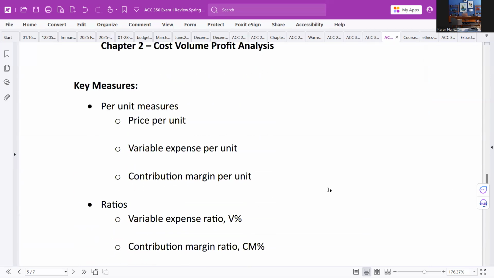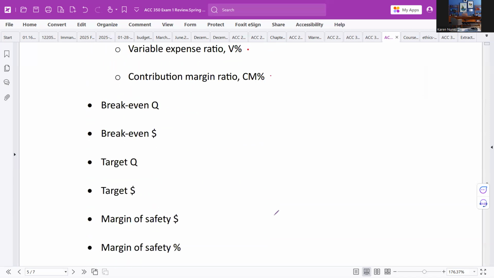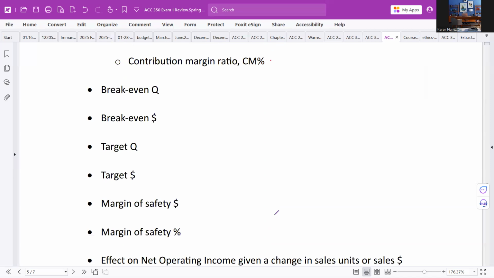Next thing, in chapter 2, we looked at cost volume profit analysis. And there were some key measures that we need to be able to calculate, like the price per unit, variable expense per unit, contribution margin per unit. And then some key ratios, the variable expense ratio and the contribution margin ratio. Now we looked at break-even Q, break-even dollars, target Q, target dollars, margin of safety dollars, margin of safety percentage. Those are all things that you want to make sure you have committed to memory and you're able to calculate those easily on the exam.